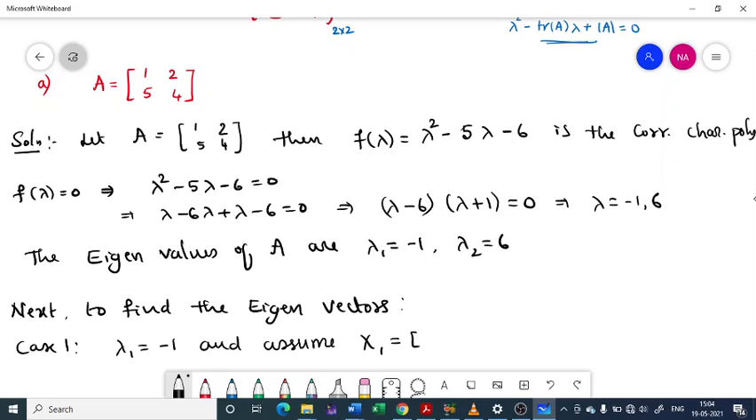So here it is a 2 cross 2 matrix. You have to take a 2 cross 1 column vector. So x, y transpose. So it is a 2 cross 1 column vector. If you determine x and y, then you are done. Now let us determine x and y.